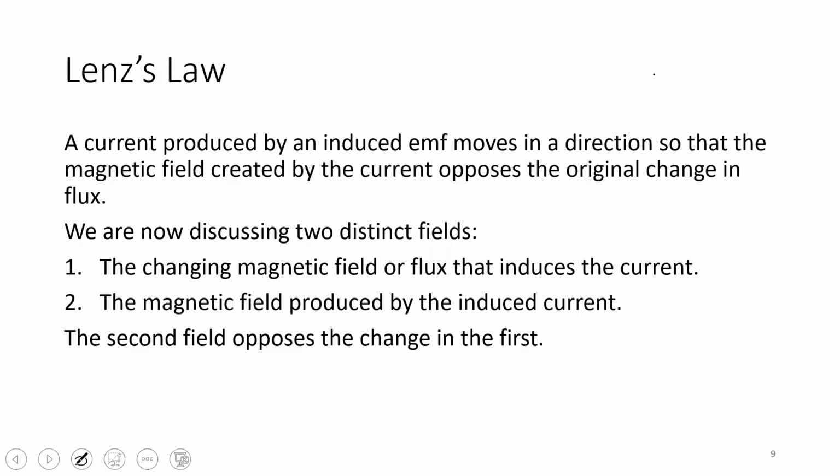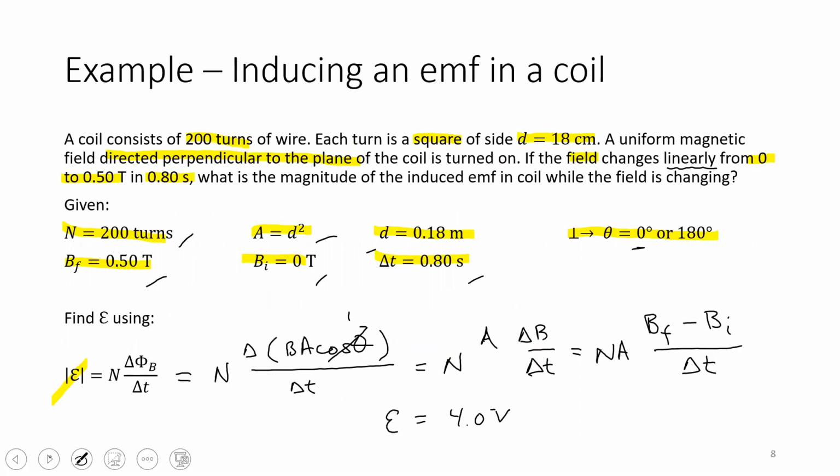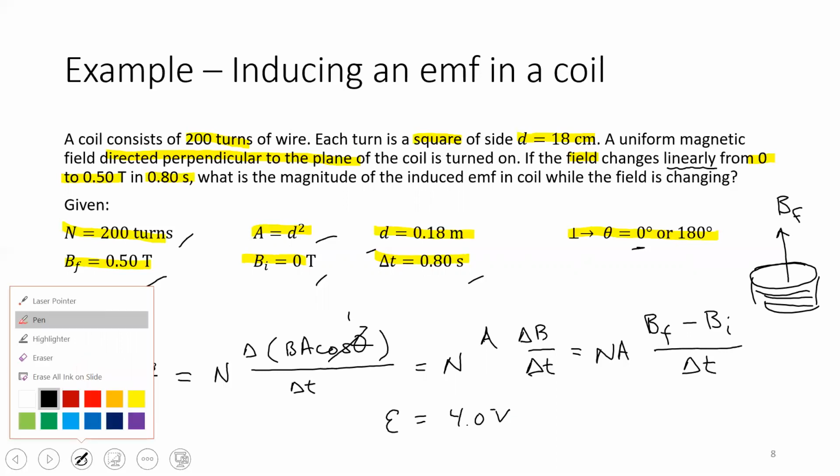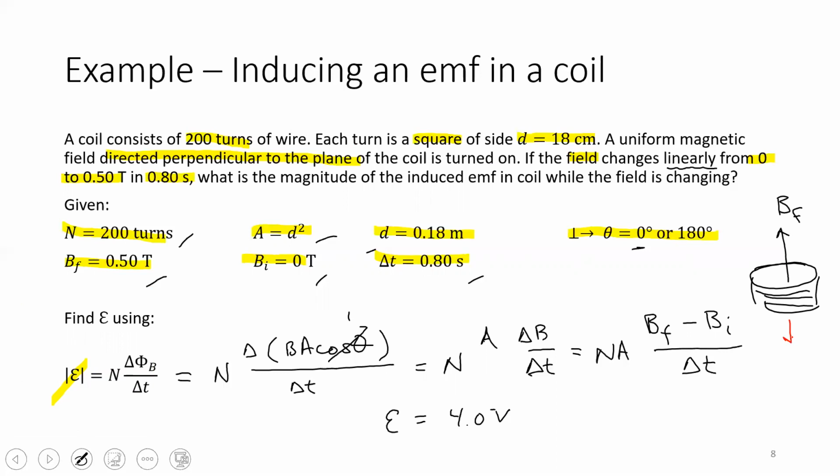Let's go back to our last example to talk about this a little more. What is happening here is that a uniform magnetic field is turned on. So we go from having zero field through this coil to having some final field through this coil. And I'll just pick a direction. We know that it's perpendicular to the plane of the coil. Since that field turns on and we go from zero, what is going to be induced is a current that produces a magnetic field that opposes this.